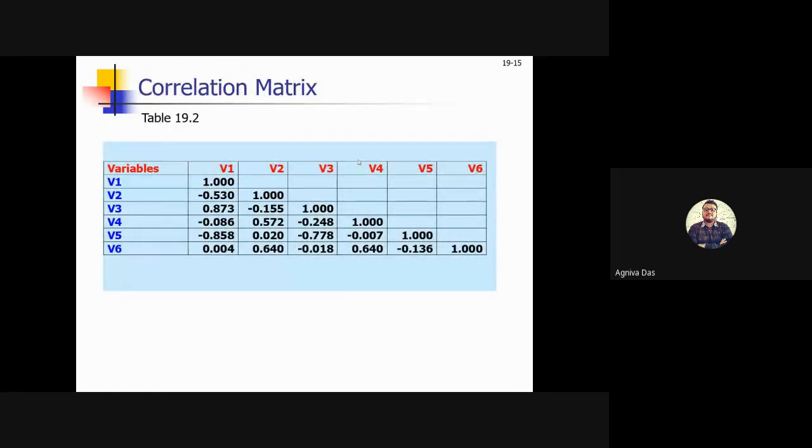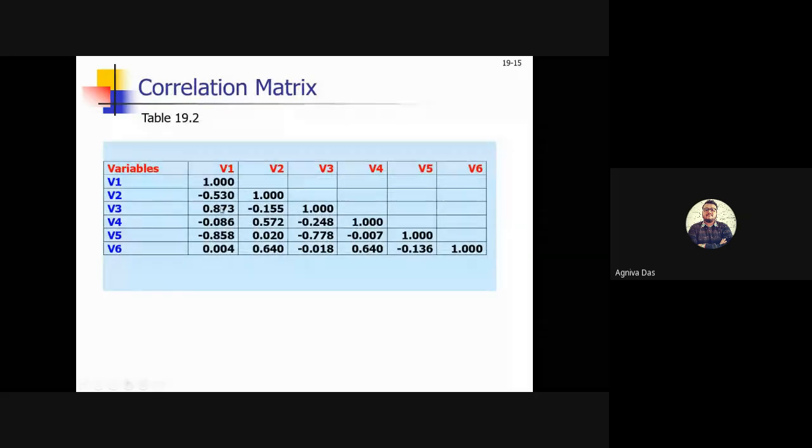Now, when we look at the correlation matrix, this is what it looks like. However, this minus 5.3 will be replicated here. Basically, this is not just a lower triangular matrix. The empty cells are also a mirror image of the lower triangle. So minus 5.3 should come here also.